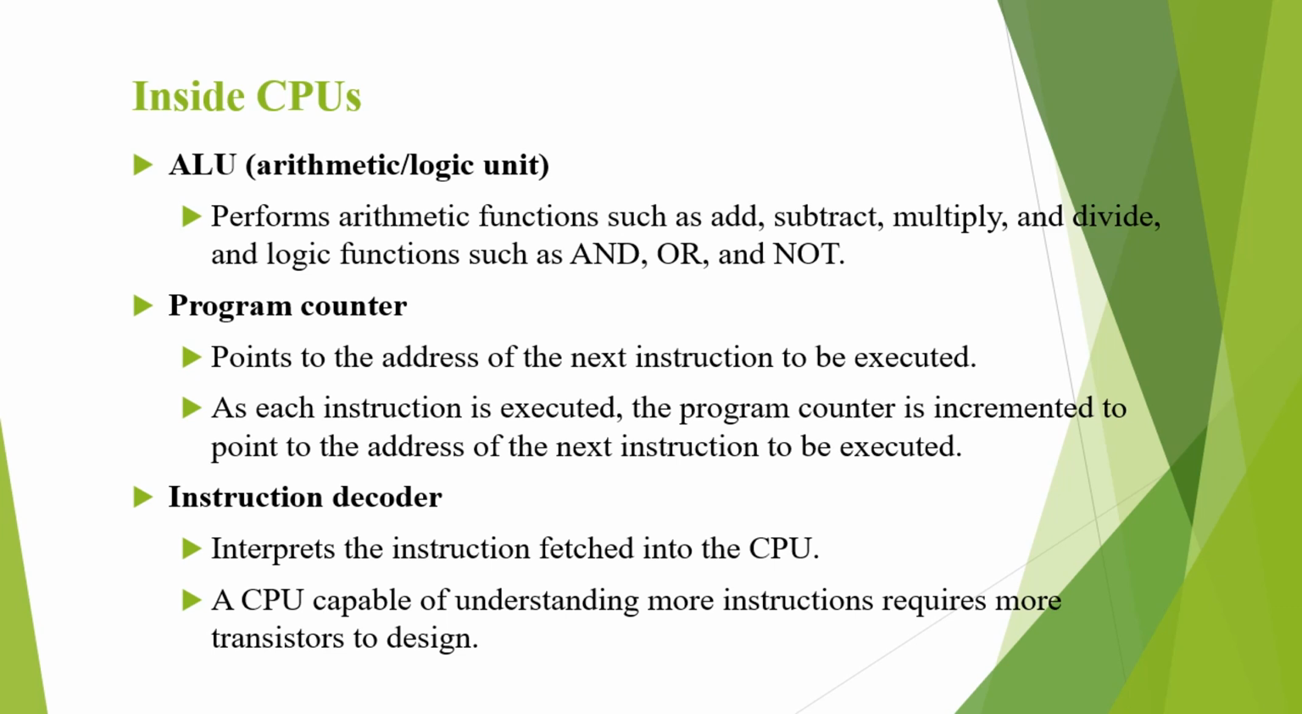Program counter. The line-by-line execution of the code is made possible by the program counter. It points to the address of the next instruction which is to be executed. Thereby, the CPU will know which line of code is to be executed after the current line is executed. As each instruction is executed, the program counter is incremented so that it points to the address of the next instruction to be executed.